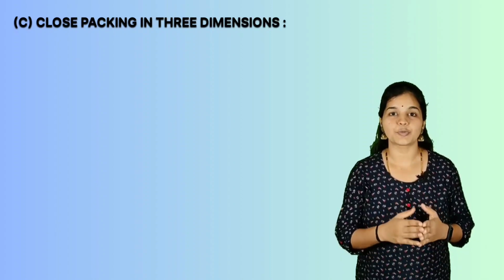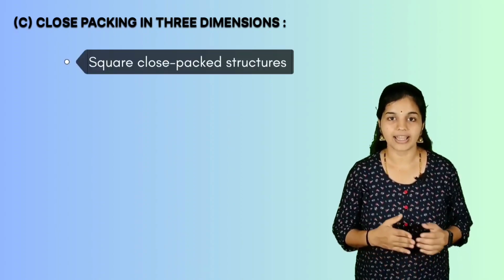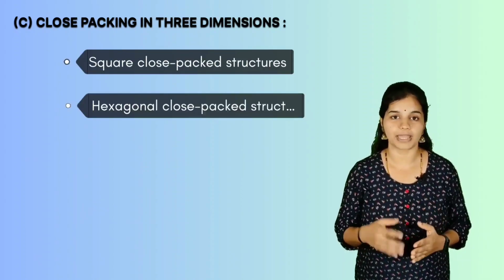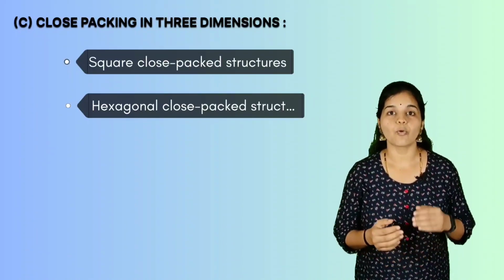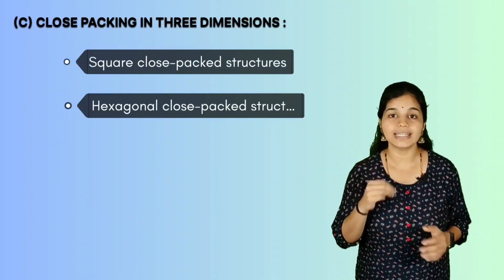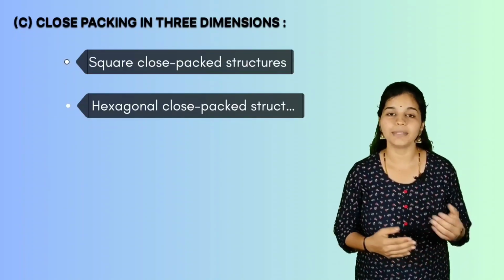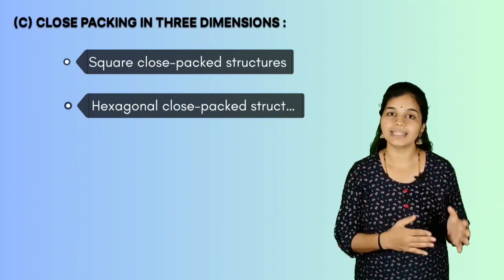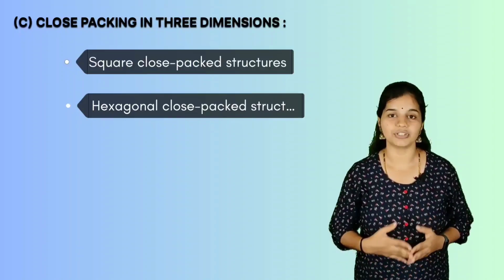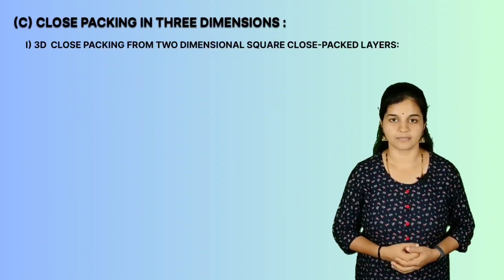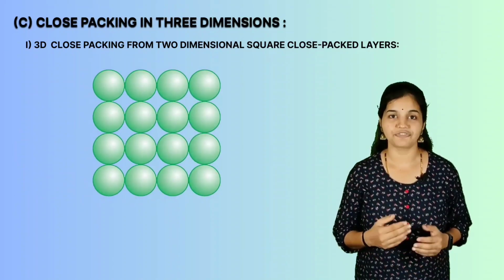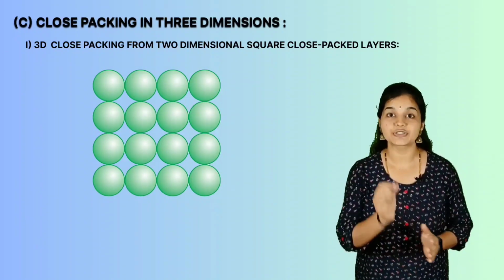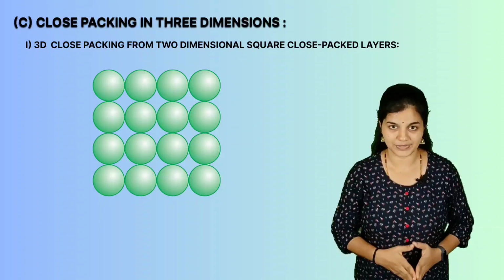Absolutely. The square close packed structure and hexagonal close packed structure. Now let us see what types of 3D close packing can be obtained from these 2 types of 2-dimensional close packing. We can obtain 3-dimensional close packing from 2-dimensional square close packed layers.